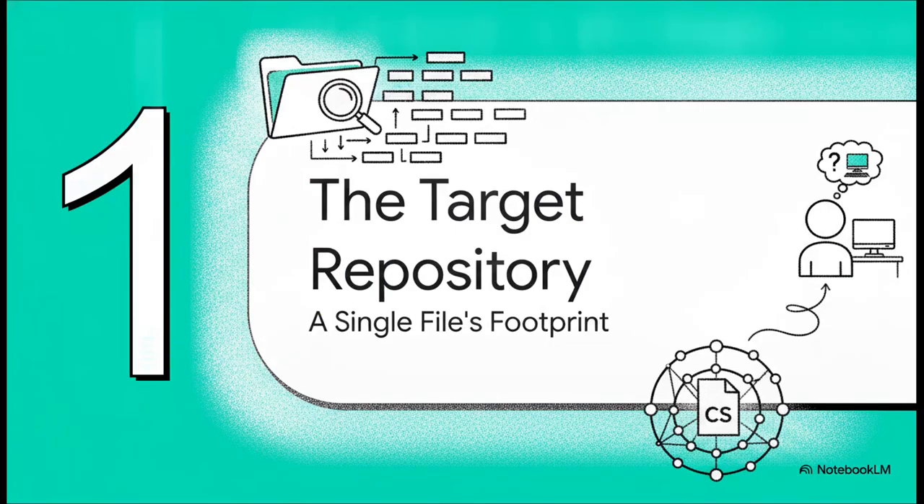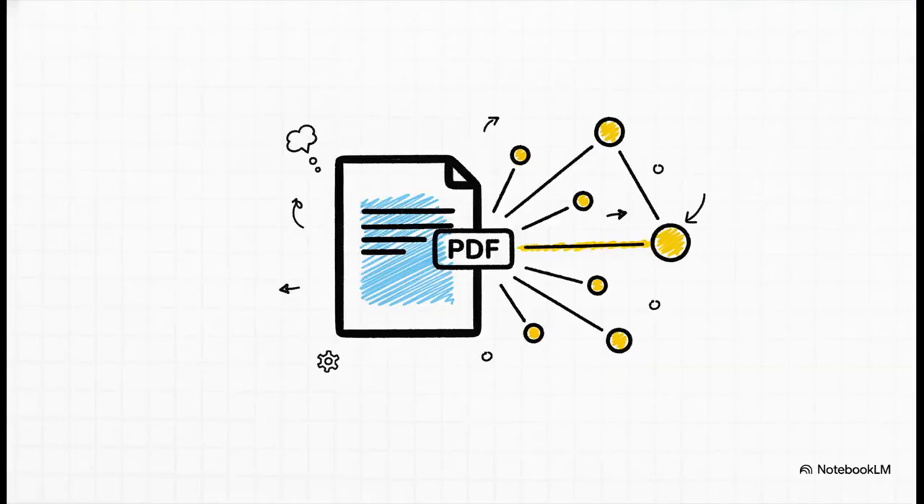All right, part one, the target repository. We are examining the footprint of a single computer science file. Let's start small. Put yourself in the shoes of a solo developer or maybe a student who's just hunting for a specific educational resource. And here is our anchor. It's a simple PDF titled Dijkstra's Shortest Path Algorithm, a detailed and visual introduction.